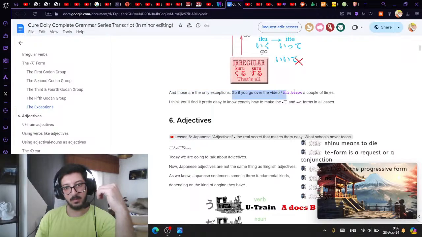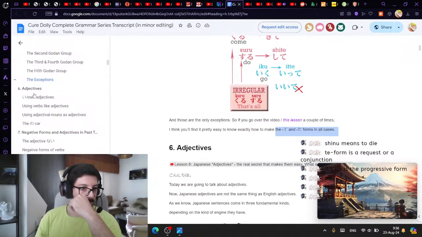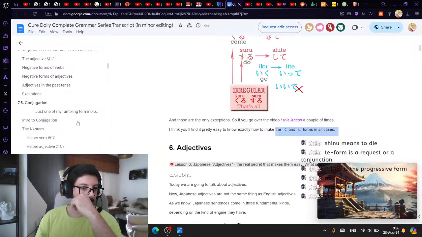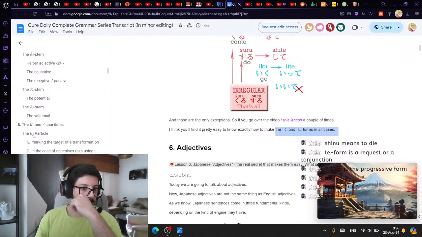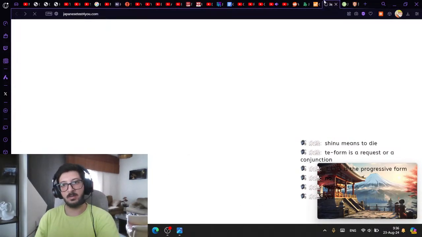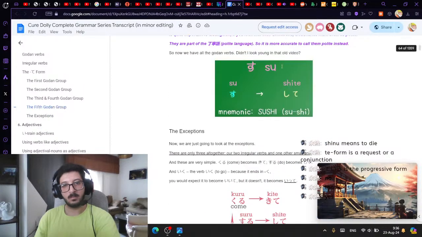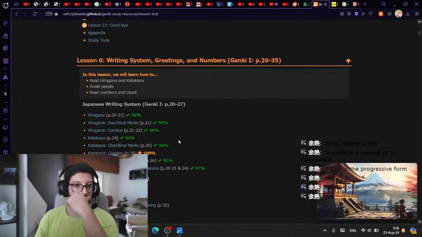So if you go over this lesson a couple of times, I think you'll find it pretty easy to know exactly how the te and ta forms work in all cases. Next come adjectives, negative forms, conjugation. Okay, let's practice now, and later we continue.